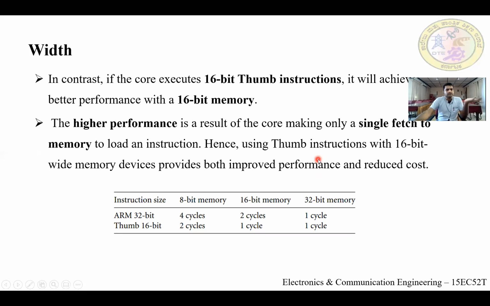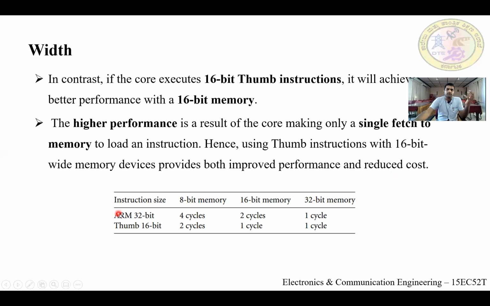The higher performance is a result of the core making only a single fetch from the memory to load an instruction. Hence, using Thumb instructions with 16-bit wide memory devices provides both improved performance and reduced cost. If the processor is executing 16-bit instructions, then 16-bit memory is needed. If the processor is executing 32-bit instructions, we need 32-bit memory. Then in only one cycle itself, we can fetch the data and improve the performance.